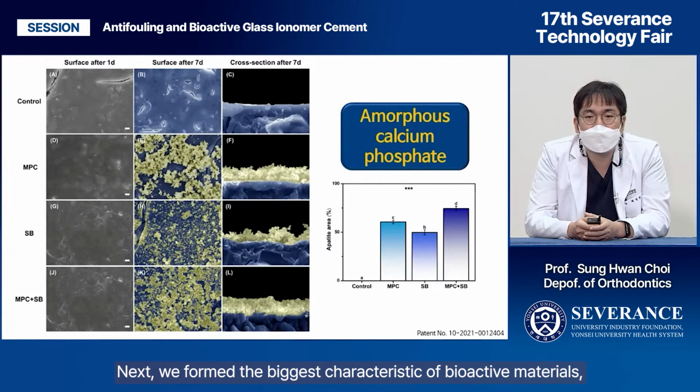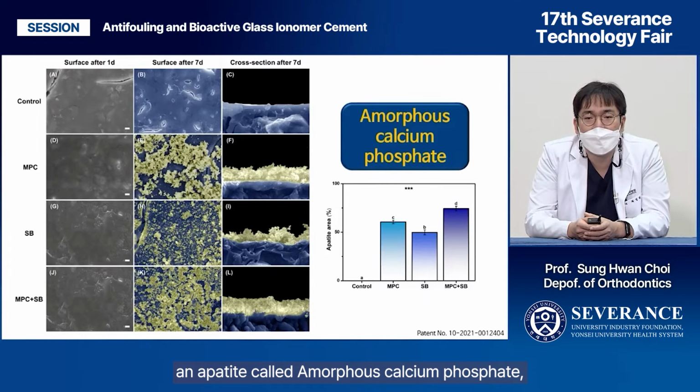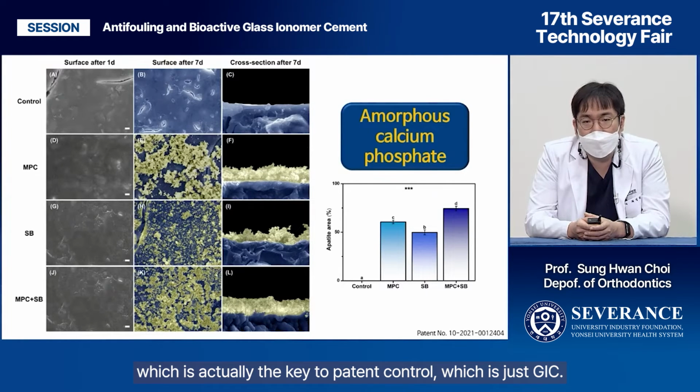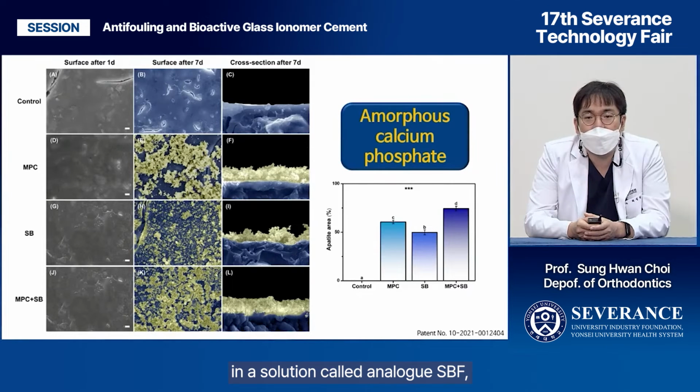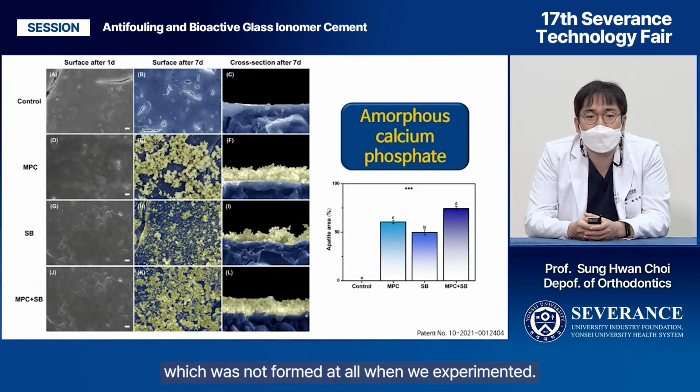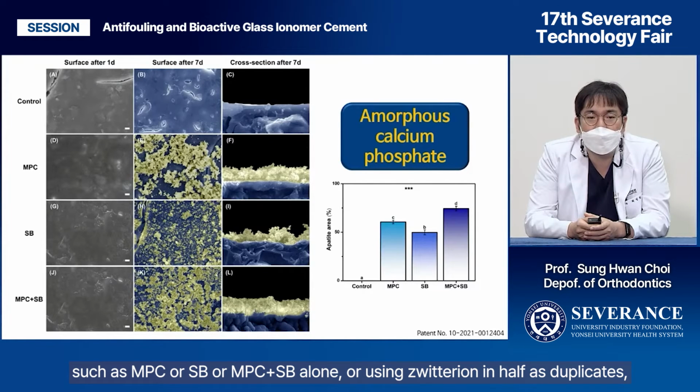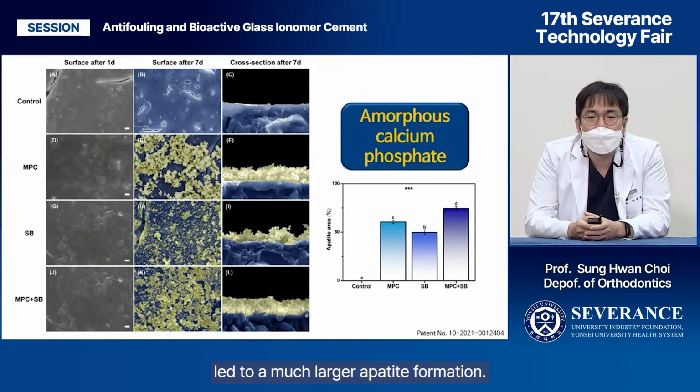Next, we looked at the biggest characteristic of bioactive materials, an apatite called amorphous calcium phosphate, which is actually the key to pH control, which is just GIC. Conventional GIC obviously needs to form calcium hydroxyapatite in a solution called analog SBF, which was not formed at all when we experimented. However, strangely, using zwitterion alone, such as MPC or SB, or MPC plus SB, led to a much larger apatite formation.